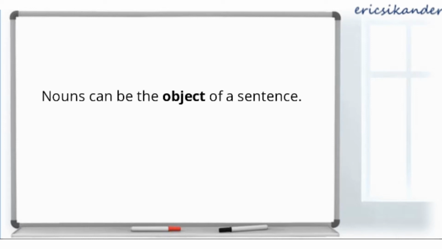Nouns can also be objects. An object comes after the verb. It tells us what was acted on. In this sentence, the object is Mr. Jones. Mary called Mr. Jones. It tells who Mary called. Look in the resources for some types of nouns.